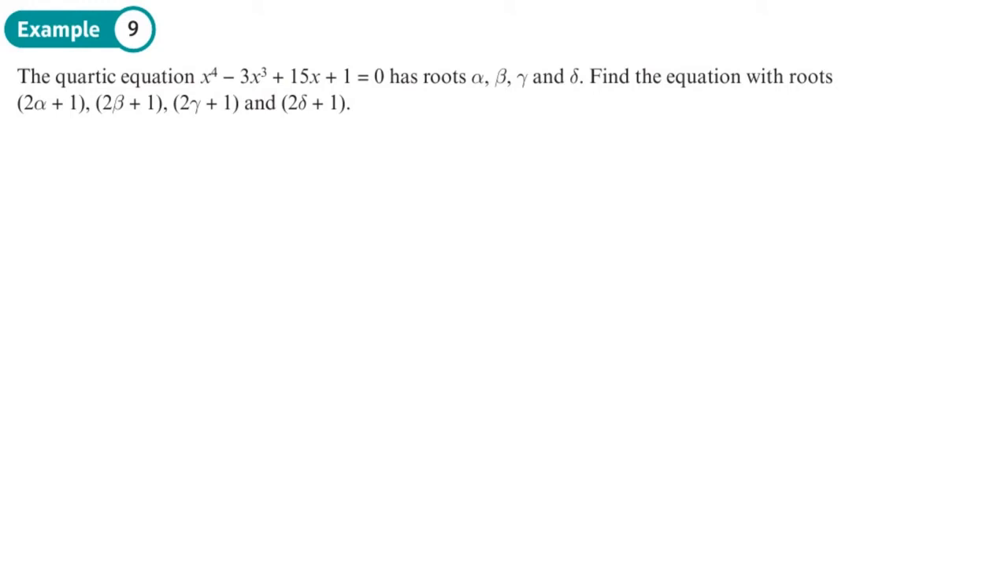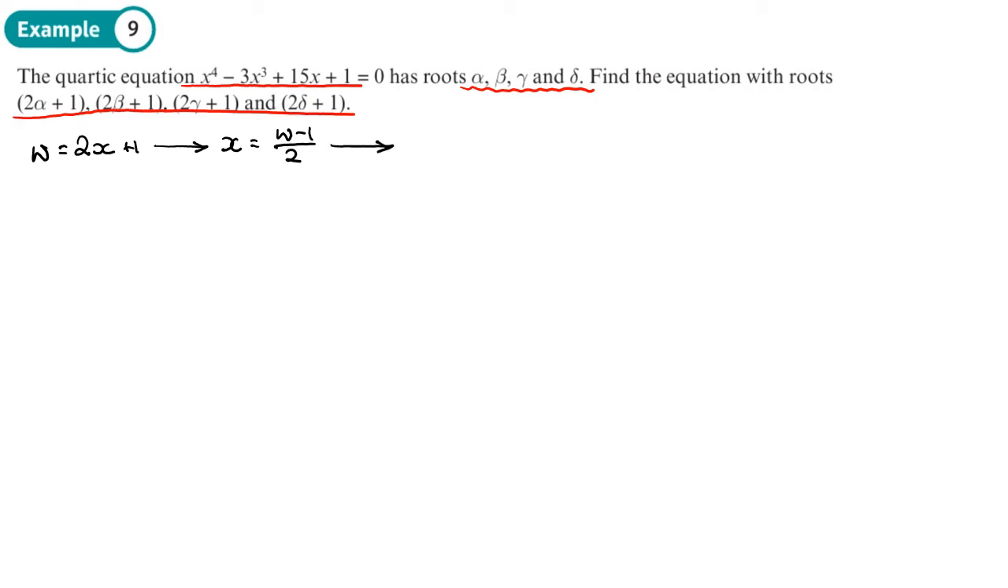Okay, so we've got a quartic equation here. These are the original roots, and these are what the roots have been transformed to. So it's the original roots times 2 plus 1. So what I can do is say the new roots came from the old roots times 2 plus 1. So the old roots are equal to the new roots minus 1 divided by 2. And this is what I substitute into my quartic.